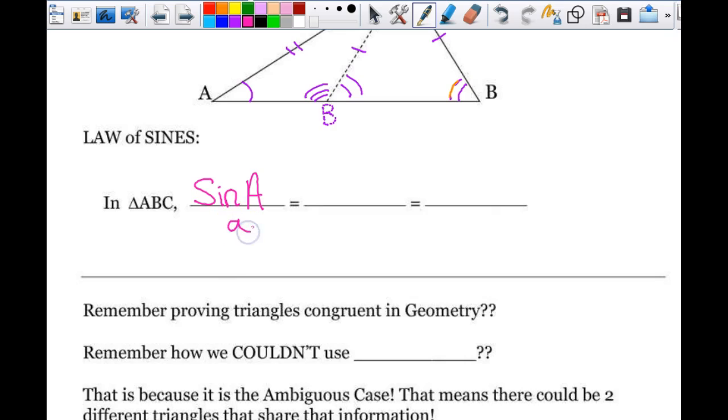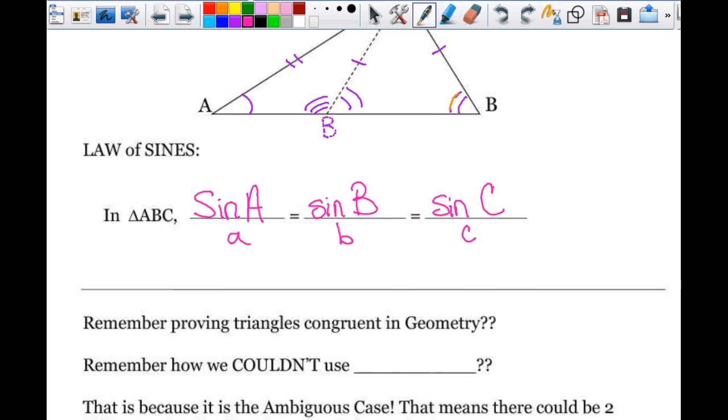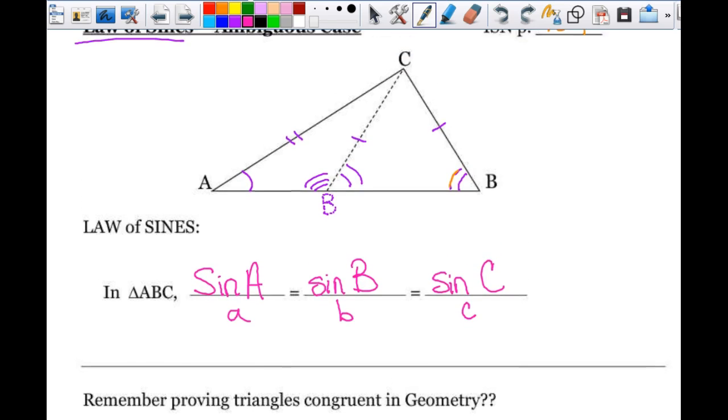Little a, side A. So the sine of angle B goes over little b, and the sine of angle C goes over little c. Pretty easy to remember, right? So if this is angle A, this is little side A. If this is angle B, this is little side B. And then this down here is C, depending on which triangle I'm looking at. Maybe it's the whole thing.